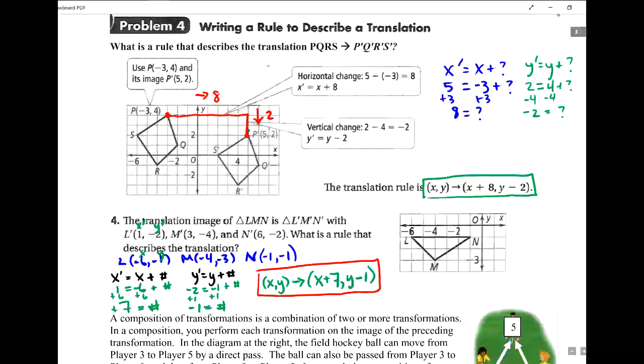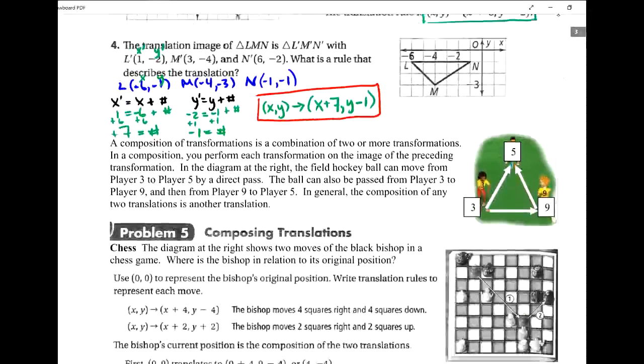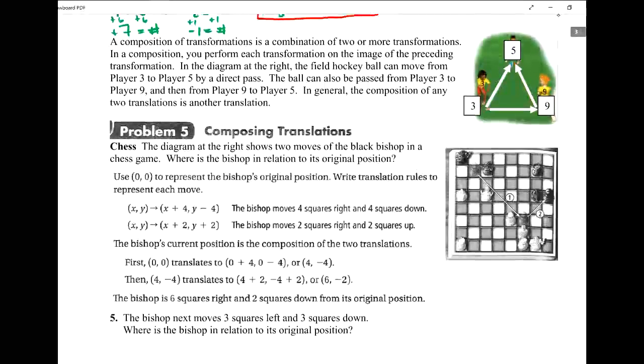Negative 4 plus 7 is 3. Yay! Negative 3 minus 1, negative 4. Yep. Negative 1 plus 7 is 6. Negative 1 minus 1, negative 2. So this works for all of our points. So we're good to go. All right, let's look at our next example here.